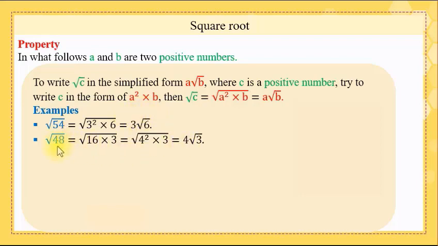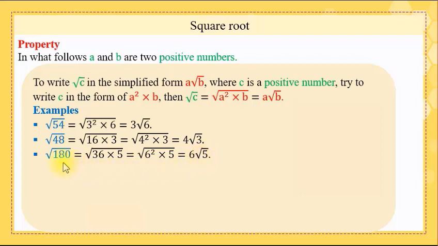Radical 48. 48 equals 16 times 3. We can write 16 as 4 power 2. And since 4 is powered by 2, we move it outside the radical and write 4. 3 is still inside the radical since it is powered by 1 only. Radical 180 equals 36 times 5. We write 36 as 6 power 2, and then we move it outside the radical to write 6 radical 5.